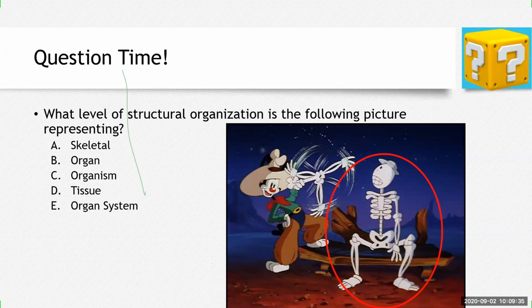It's not the organism either, because it's more than one organ. Let me repeat that. It's not an organism because it doesn't have all the organ systems. It's only one organ system. It's not a tissue because it's more than just cells put together. So the correct answer is E, the organ system.